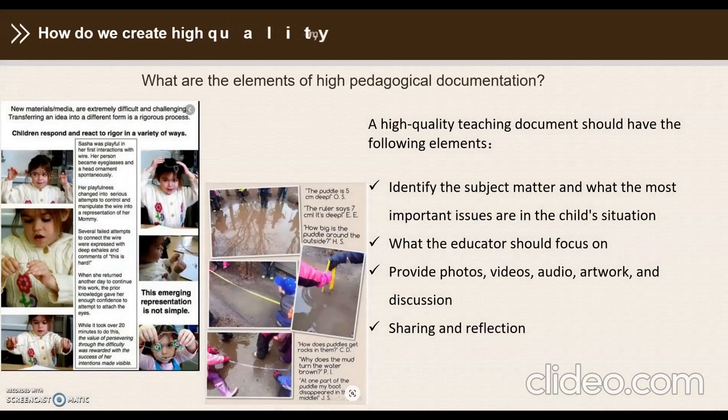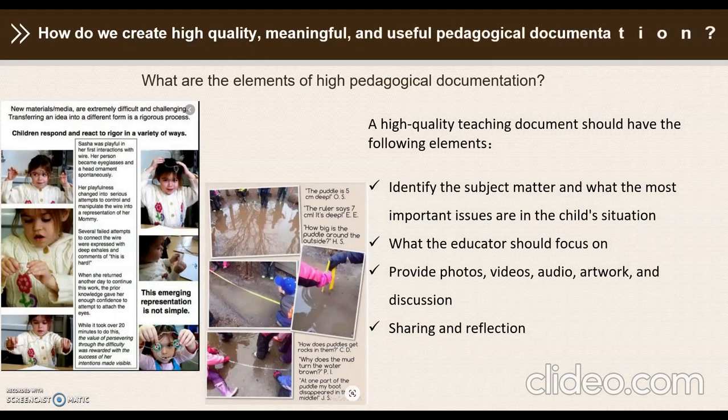So what are the elements of high-quality pedagogical documentation? A high-quality pedagogical documentation should have the following elements. Identify the subject matter and what the most important issues are in the child's situation, what the educator should focus on, provide photos, videos, audio, artwork, and discussions, and sharing and reflection. It shows a process of children's learning and gives some examples for the viewer to understand what was happening in the learning.